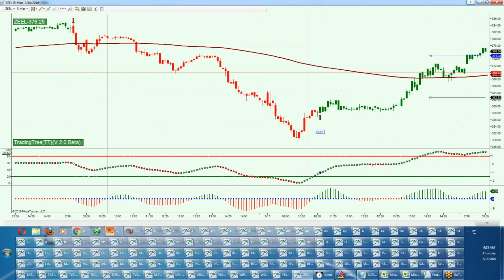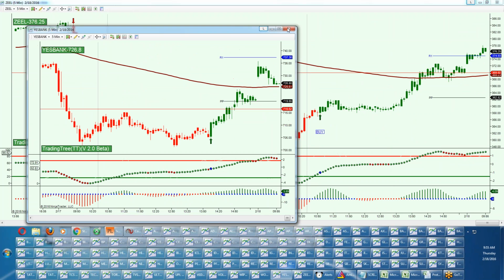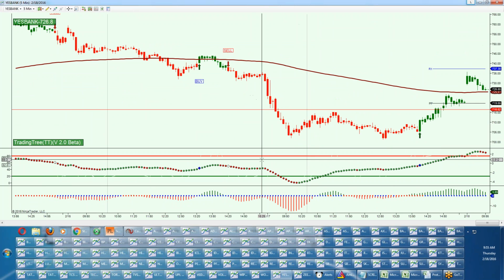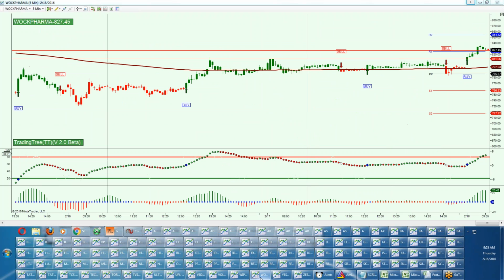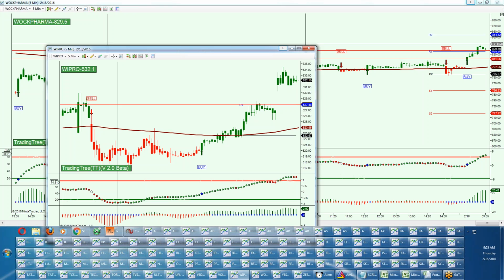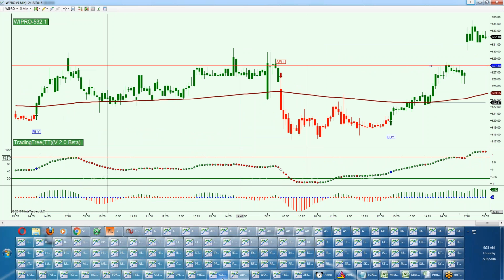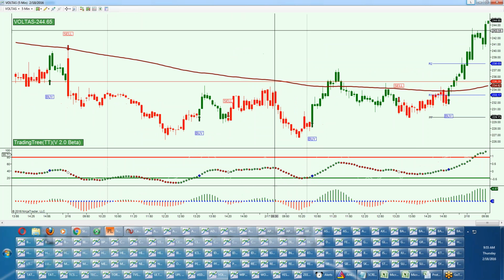Z, we have already have a buy call there. Syndicate Bank, we have a sell call. ALBK, we have a sell call. Voltas has done its profits.